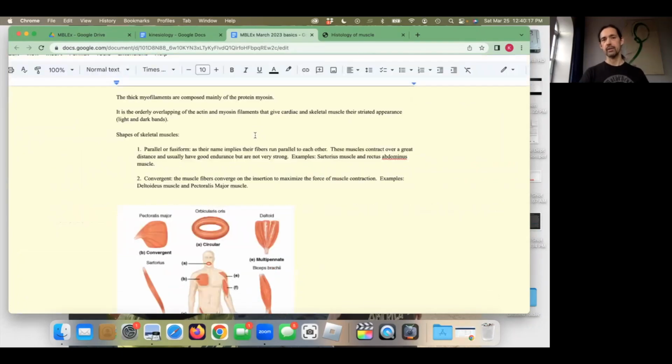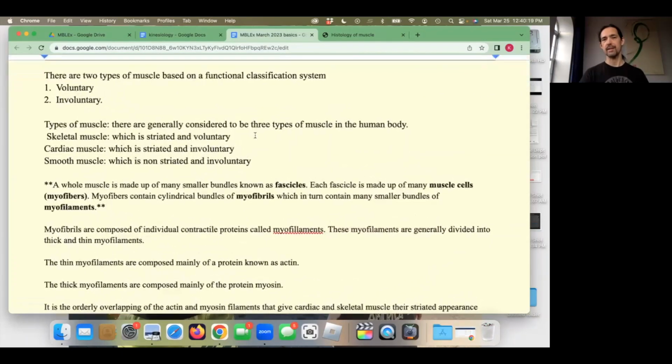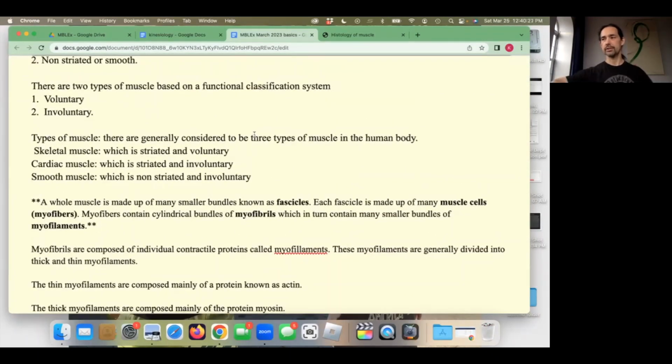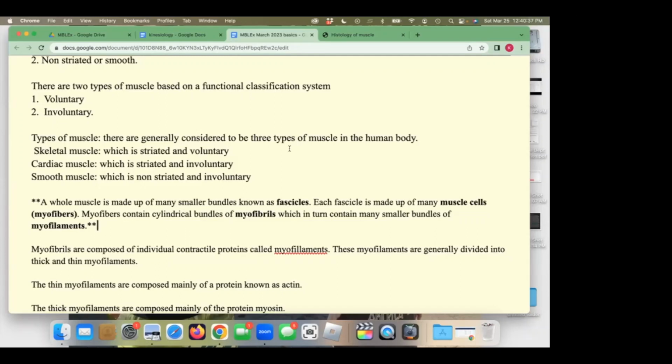All right, any questions? I know that's a lot. I know that's pretty in-depth. Are there any questions about muscle histology? So you guys let me know if any of that needs, yeah, go ahead.